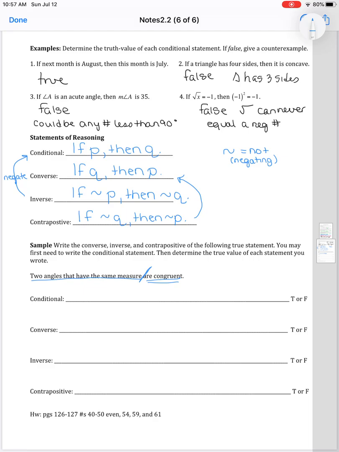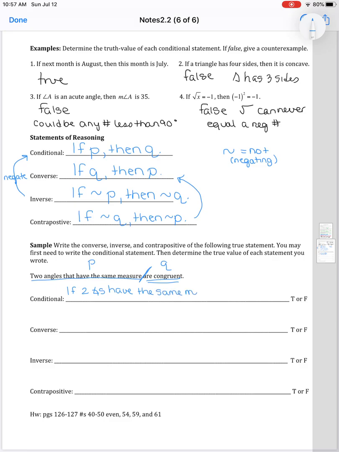So what we did on the front page, we're going to do now. We're going to write ourselves an if-then statement. That if-then statement is going to be our conditional. So we have to figure out the hypothesis, and we have to figure out the conclusion. So our conditional, again, this is your P, this is your Q.